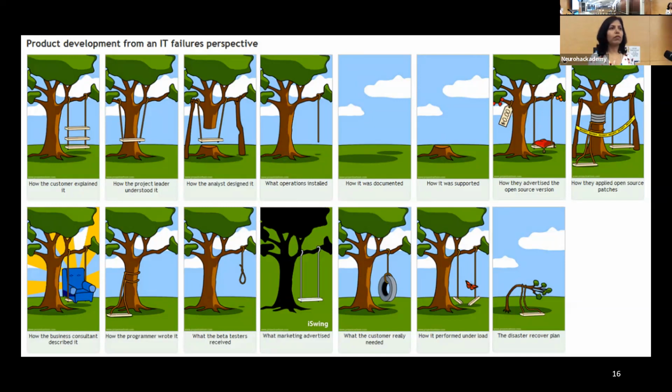Can anyone identify with this? Has this happened to any of your projects? Yeah, you are smiling.